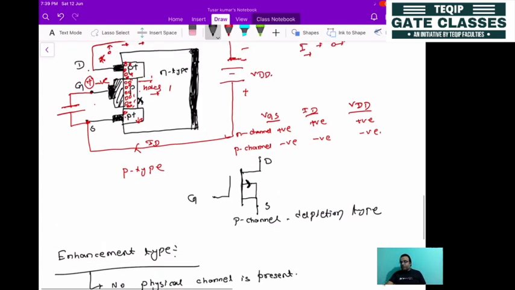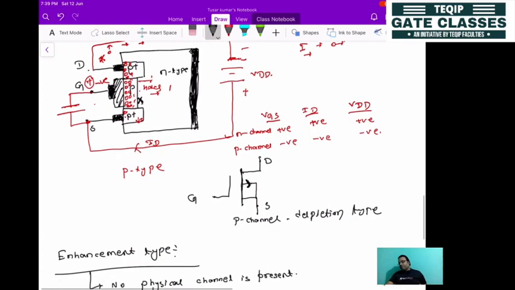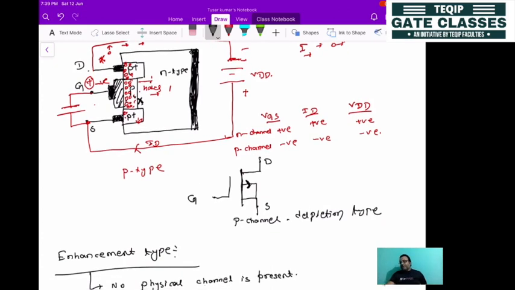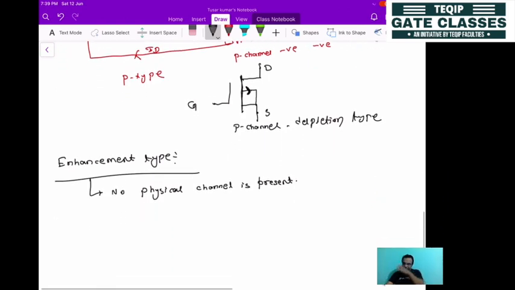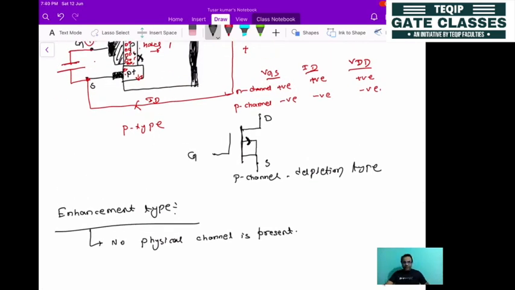Then how will the conduction be done? The procedure will be the same, but here we apply certain voltages and virtually one channel will be formed. Earlier, the P-type material was there, which helped in conduction. But in the enhancement type there is no physical channel, so you have to apply a certain voltage so that one virtual channel is formed. That's why this is called enhancement type, and you are forcibly forming one virtual channel, whether it is an N channel or a P channel.